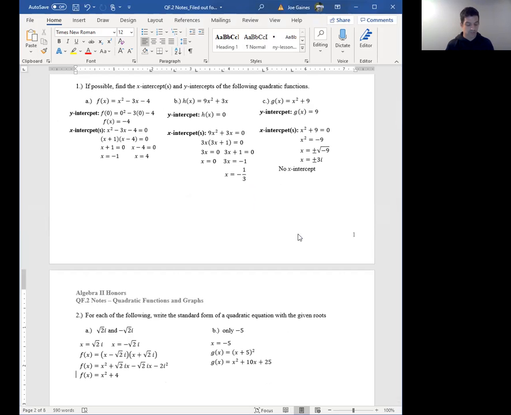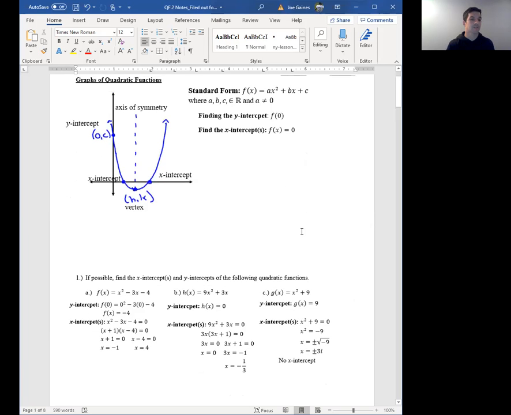And this is a good place to stop part 1 of the notes. So tomorrow, or in the next video, we'll take a look at the vertex form of a function, and how we're going to graph the functions based on different forms, whether in their standard form or in vertex form.